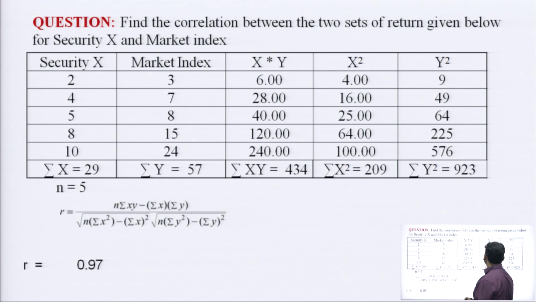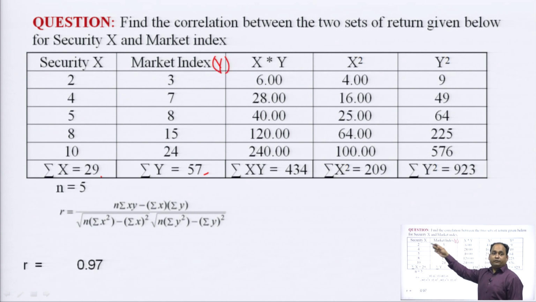Find the correlation between two sets of returns given below for security X and the market index. For example, there are 5 possible returns for security X and the market index. The summation of X is 29, the summation of Y is 57. X denotes the security return, Y denotes the market return. We are multiplying X by Y.